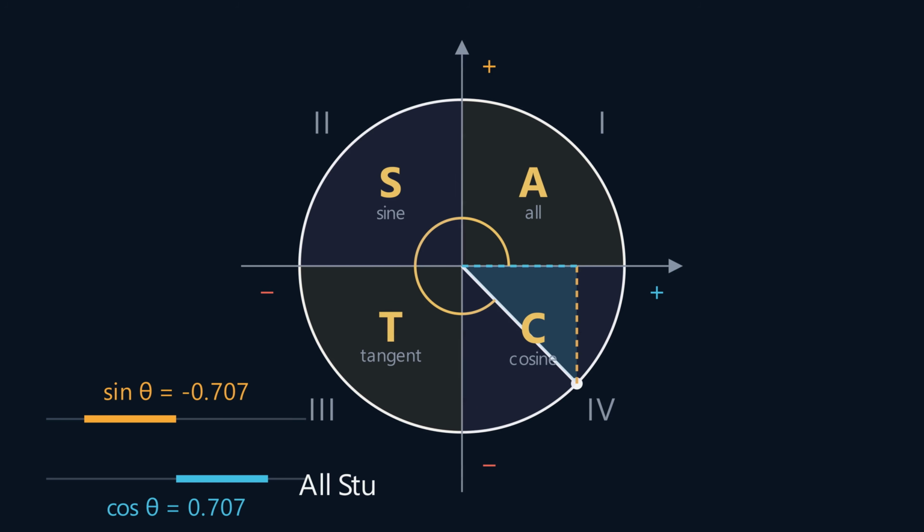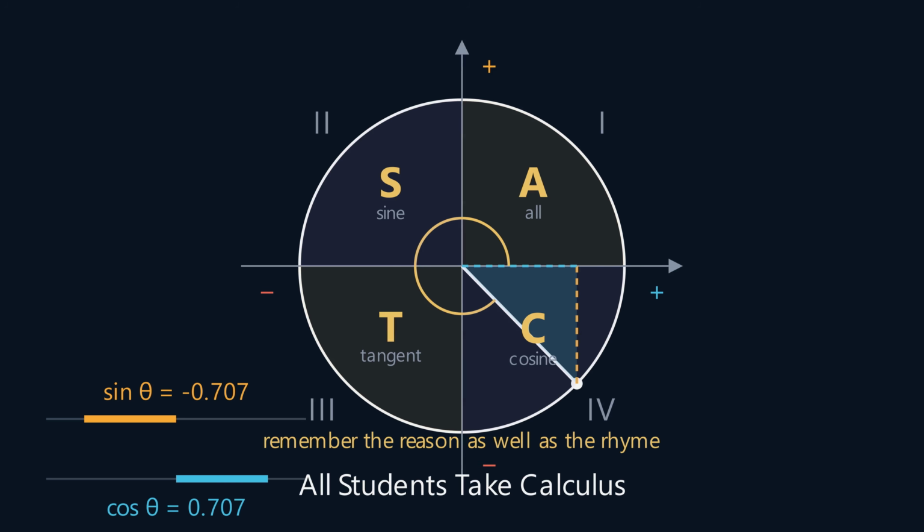If you want the shortcut, the 4 quadrants spell out which functions are positive: All, Sine, Tangent, Cosine. Some people remember it as "All Students Take Calculus," but please remember the reason as well as the rhyme. The reason is just the sign of x and the sign of y.